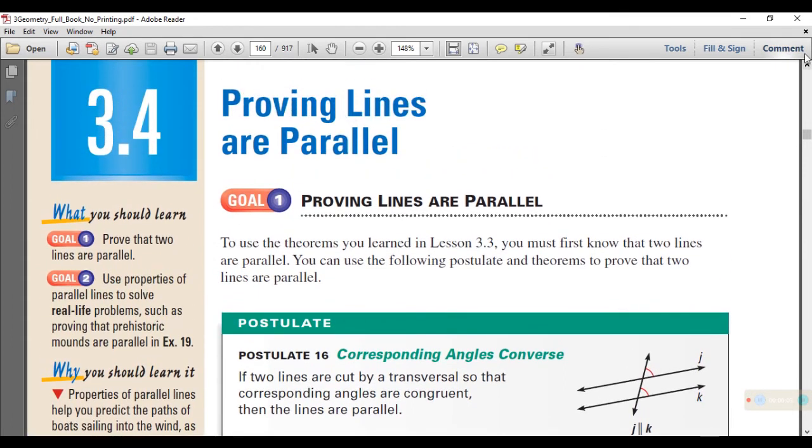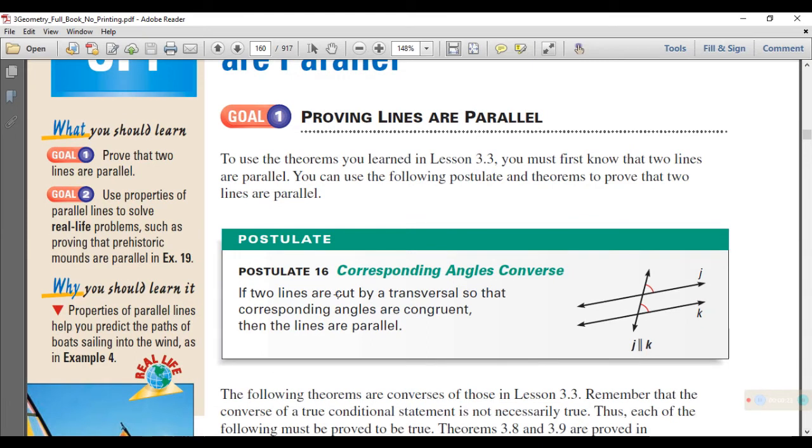This is Miss Rena, and for today's video discussion, we are already in Chapter 3, Section 4, Proving Lines Are Parallel. So we will start with postulate number 16. If you still remember the corresponding angles postulate, ito ay converse noon. Pag sinabi natin converse, pinagbabaligtad natin ang hypothesis at conclusion. So, for postulate number 16, corresponding angles converse. If two lines are cut by a transversal so that corresponding angles are congruent, then the lines are parallel.